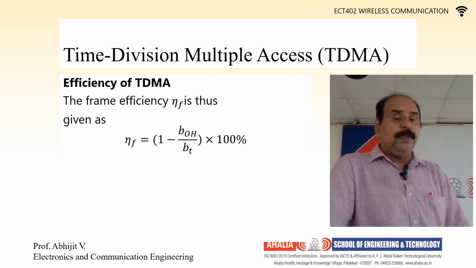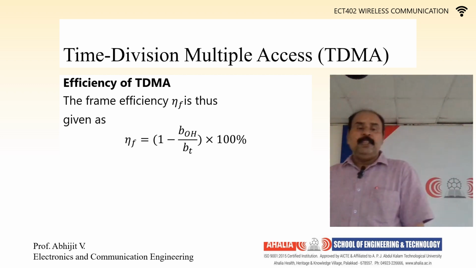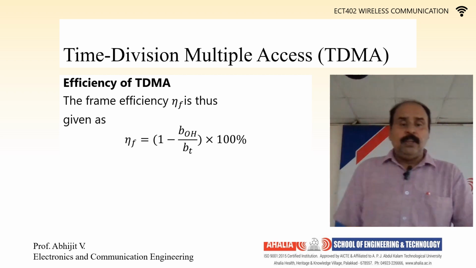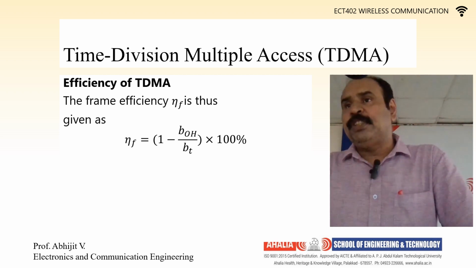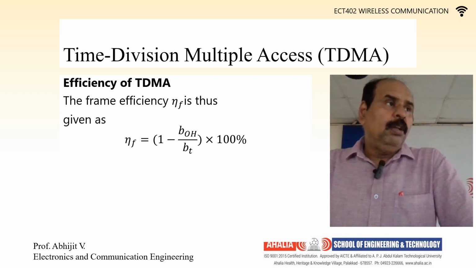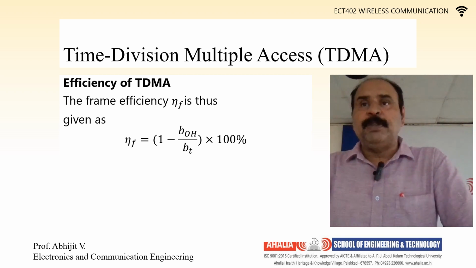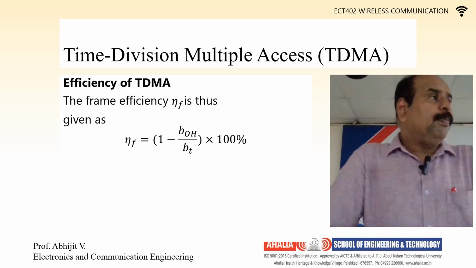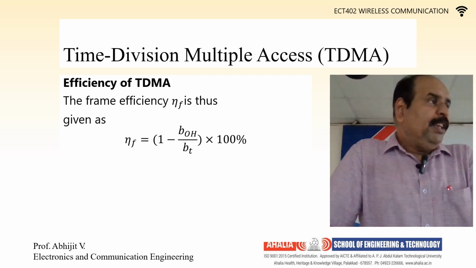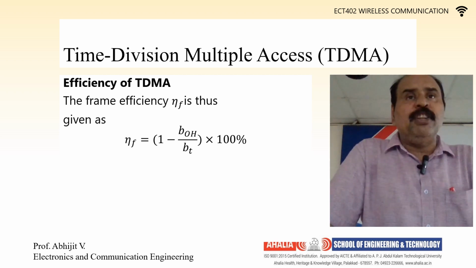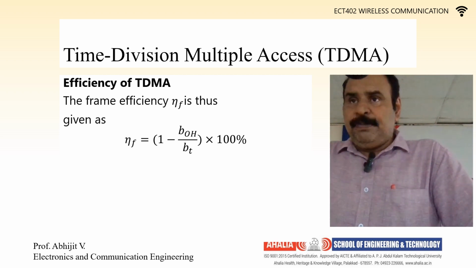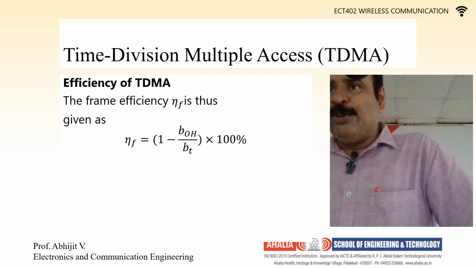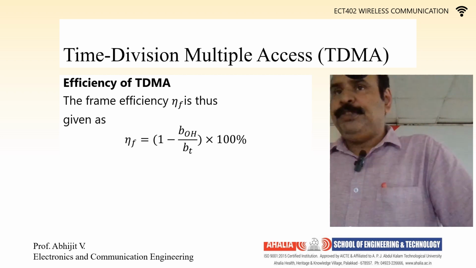So the frame efficiency, eta F, is thus given as eta F is equal to 1 minus BOH by BT, into 100 for percentage calculation. We calculate the efficiency in terms of percentage. So roughly speaking, the efficiency of a TDMA system depends upon the space or the time that is being consumed by the overhead bits, which do not include the main part of the message.